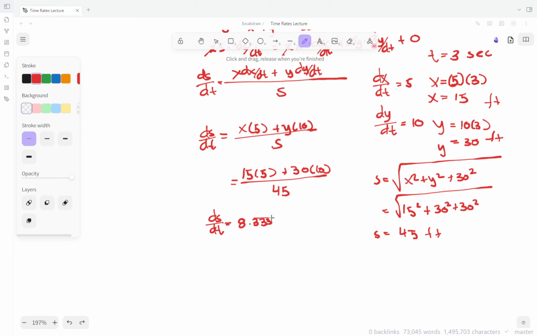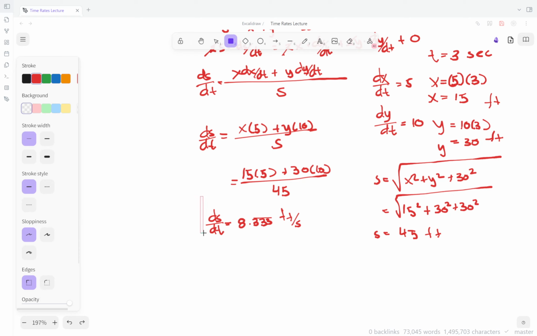I think it's a repeating value. Let's just put something like that. And then the unit is feet per second. And that's it. That's the rate at which the man and the boat are separating after 3 seconds.